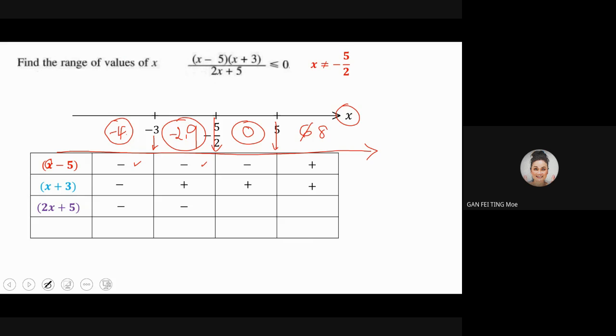All right. Then after that, 0. 2 times 0 plus 5, I get a positive value. Then 8, 2 times 8 is 16, plus 5, I get a positive value. Now, everything from the question, all 3 factors, is already involved in my calculation.